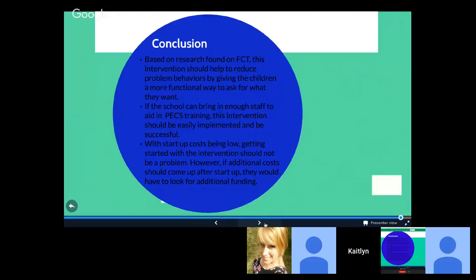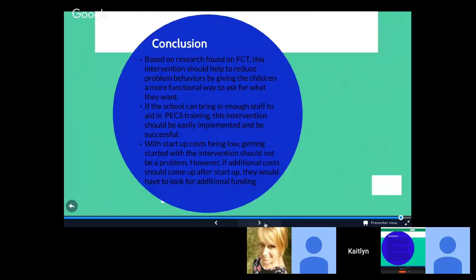Based on research found on FCT, this intervention should help reduce problem behaviors by giving the children a more functional way to ask for what they want, instead of the behaviors that we are currently seeing within the classroom. If the school can bring in enough staff to aid in PECS training, this intervention should be easily implemented and successful, considering it's very cheap to implement, and research shows that it does work. So with startup costs being low, getting started with the intervention should not be a problem.